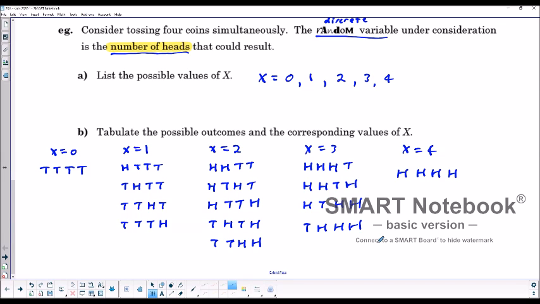Okay, so we're only ever concerned about one thing at a time, and in this case, we're only concerned about the number of heads. We do the same thing and say, well, if the discrete random variable is the number of tails, then we would do the exact same thing. The possible values of x would be exactly the same, but we would just be focusing on the tails then.